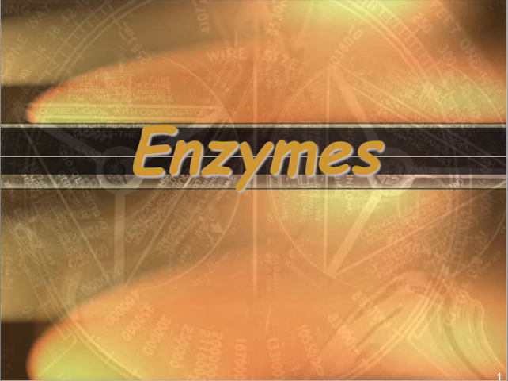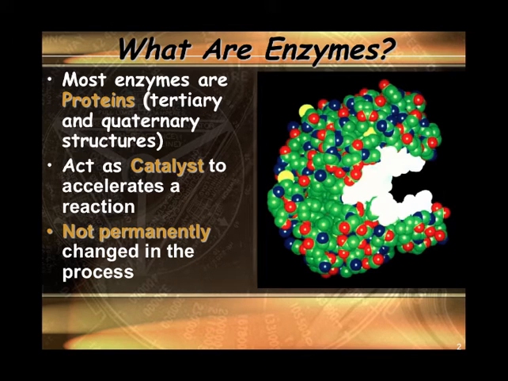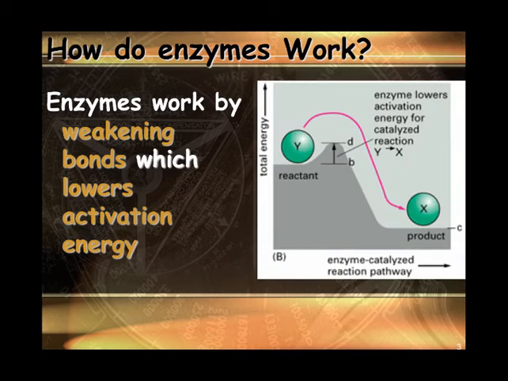Now that we've talked about proteins, we're going to focus on a group of proteins called enzymes. Most enzymes are proteins, and they are catalysts. Their job is to speed up a chemical reaction. Chemical reactions require a certain amount of energy in order to occur. Sometimes this amount is too great.